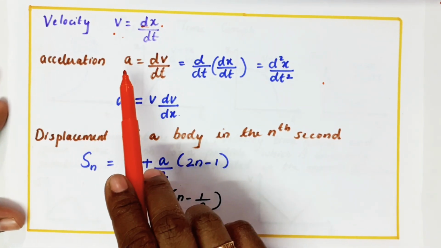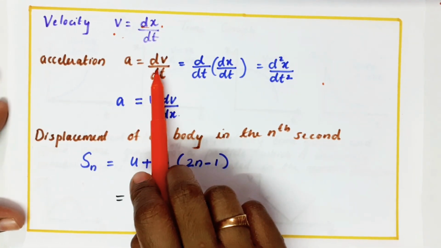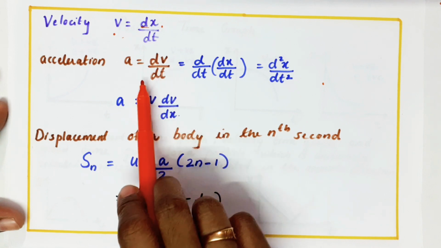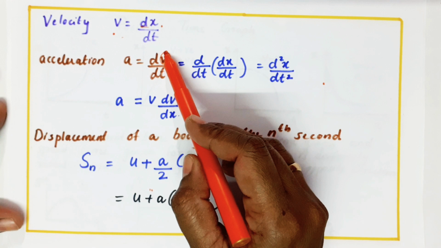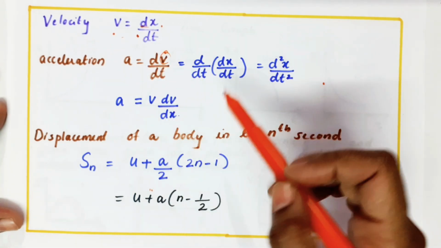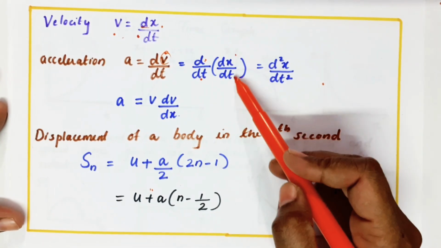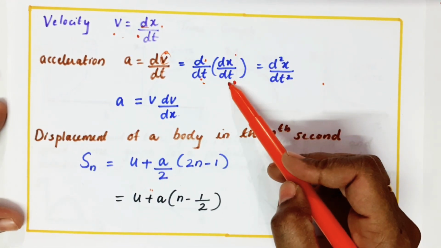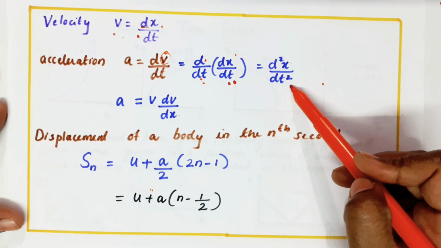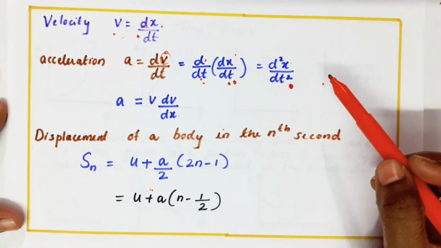What is acceleration? Acceleration is nothing but dv by dt, change in velocity by time. In this v you can substitute the above equation. So it is d by dt of dx by dt. What is the meaning of d by dt of dx by dt? It is d squared x by dt squared. It means double differentiation. You should differentiate 2 times.